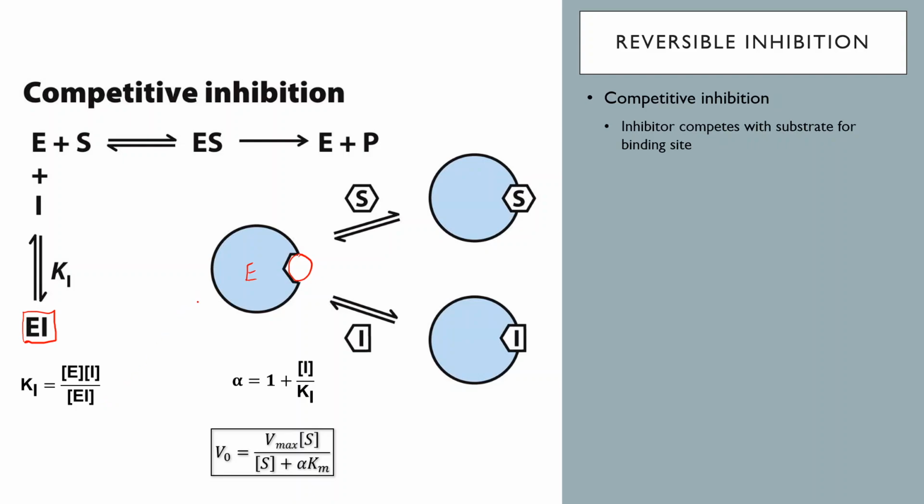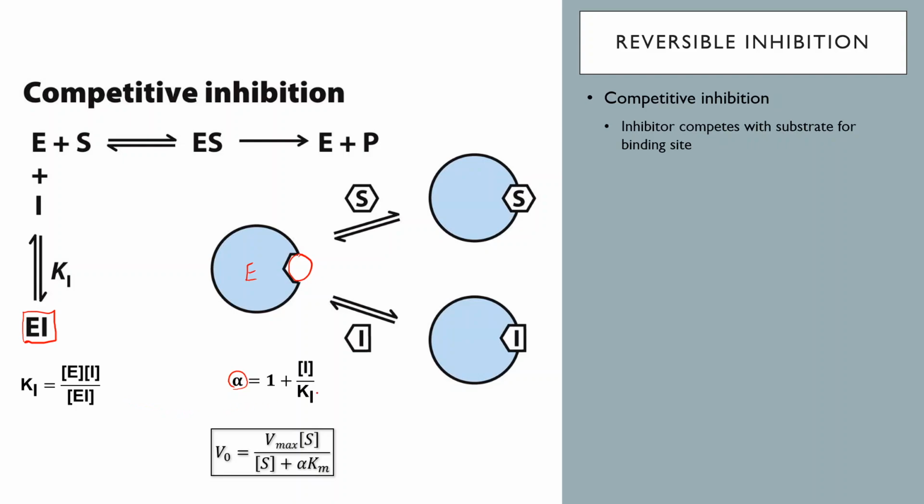Then we can use this number alpha to describe the degree of inhibition of our enzyme. And mathematically, it's just 1 plus the inhibitor concentration, so obviously, the inhibitor is more effective as its concentration goes up, divided by Ki. So the bigger the Ki, the less effective the inhibitor is, because Ki is the dissociation constant between the enzyme and the inhibitor.